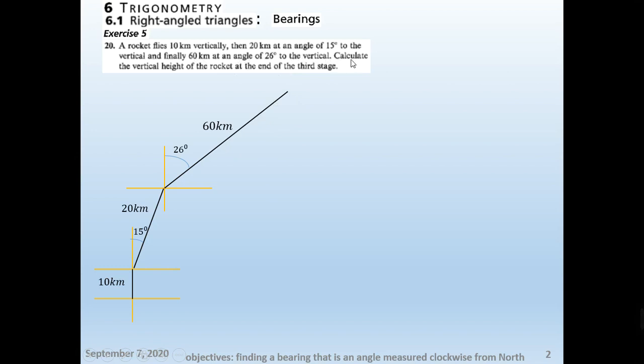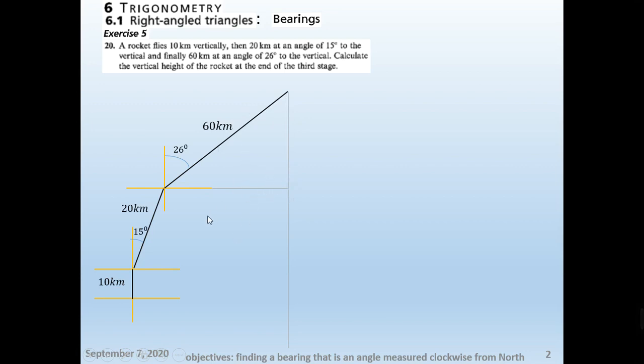Here, what they're asking us to do, calculate the vertical height of the rocket at the end of the third stage. So it's from this point down to the starting point. Now, like I said, you should always look for triangles. So if we finish the lines here, can you see this right angle triangle?